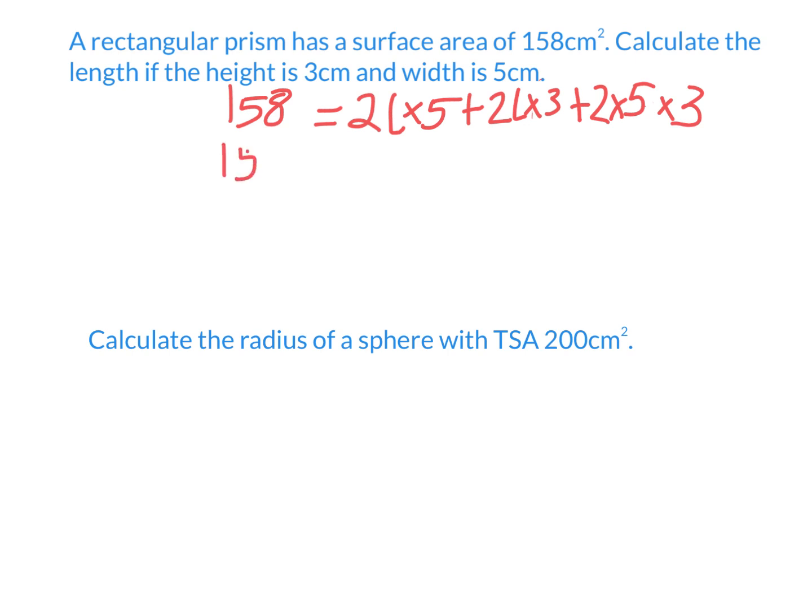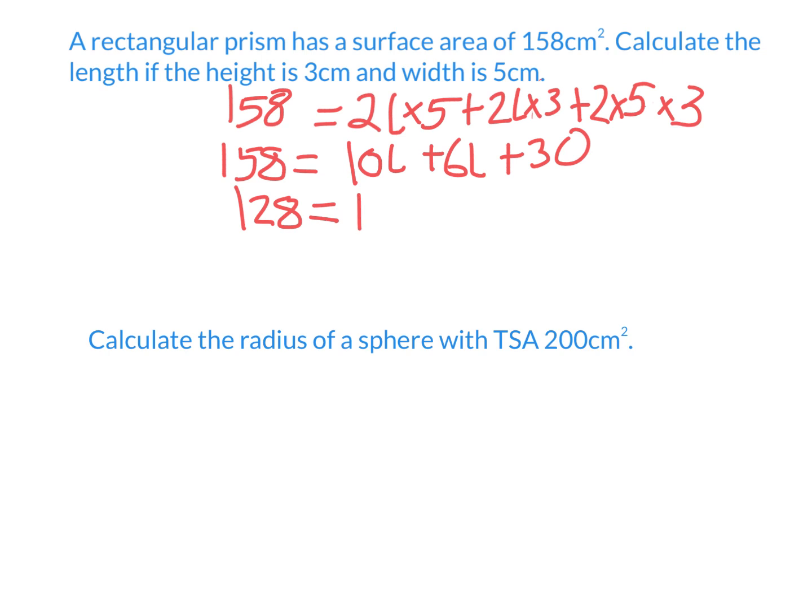Just making this a little easier to read, 158 equals 2L times 5 is 10L, plus 6L, plus 2 times 5 times 3 is 30. So to solve this equation, I subtract 30 from both sides. 10L plus 6L is 16L. I undo timesing by 16 by dividing by 16. I get L equals 8. So that means that the length here is 8 centimeters.